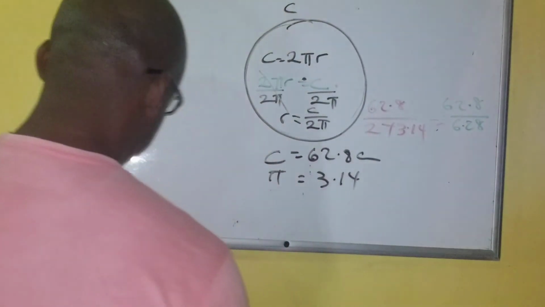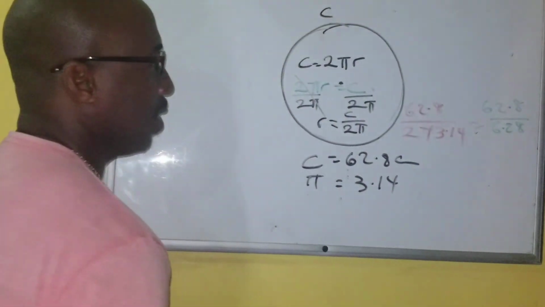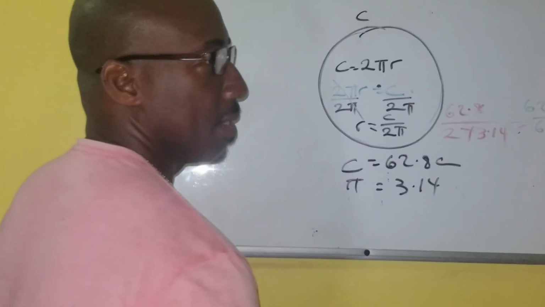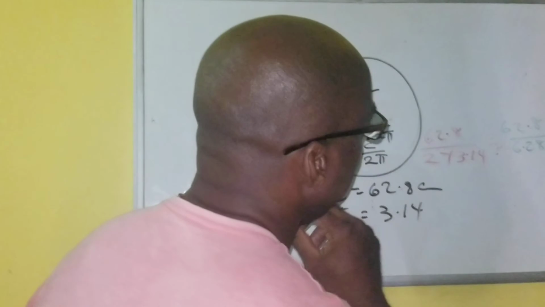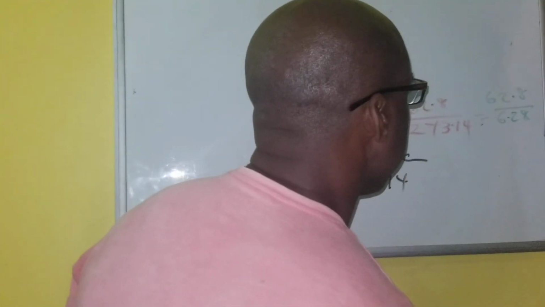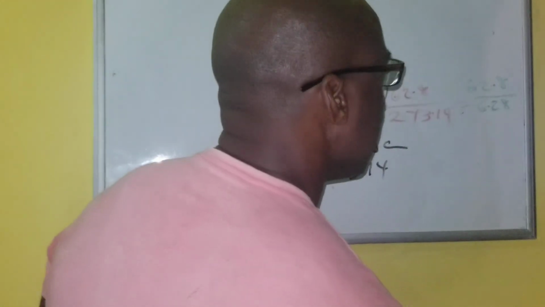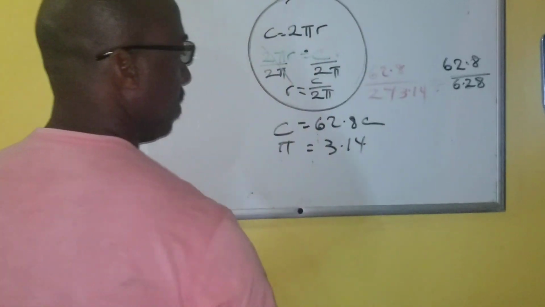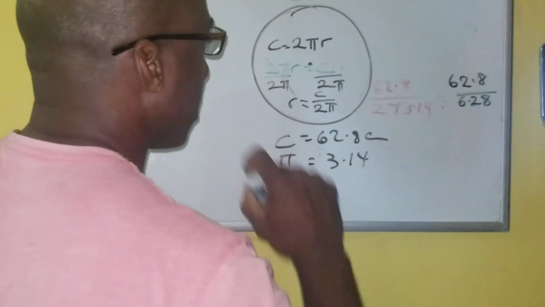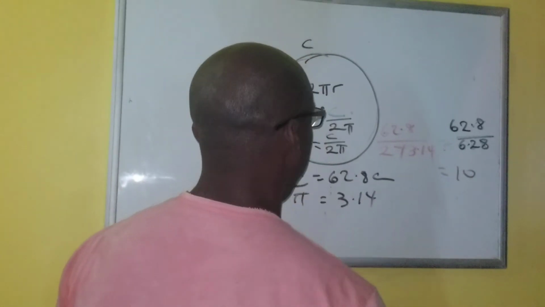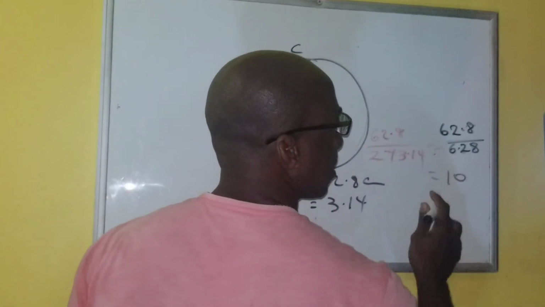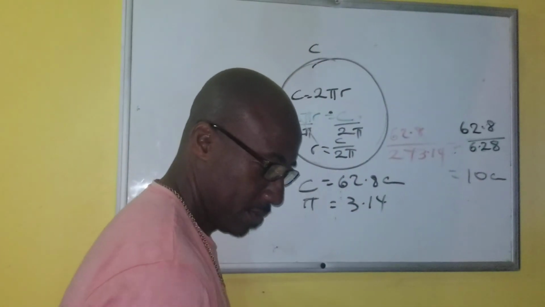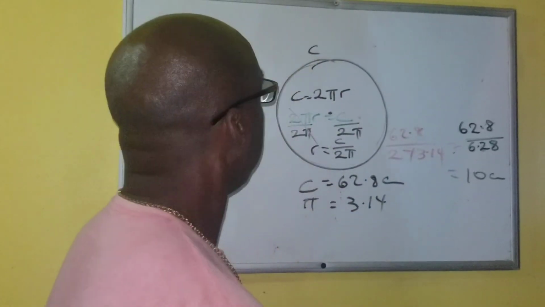Yes? 20? Right. How are you going to get 20? How did you get 20? I divided 62.8 over 6.28, and I get 10. 10 what? 10 centimeters. And that's it. Answer done. Send the calculator, please. Make sense? Next question.